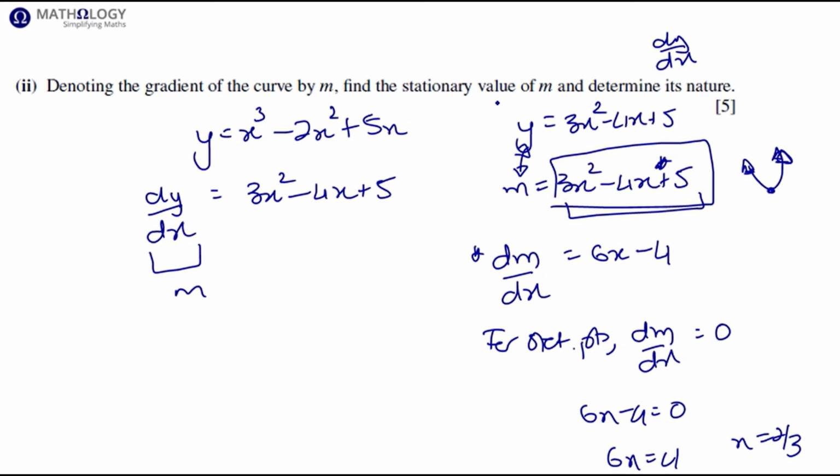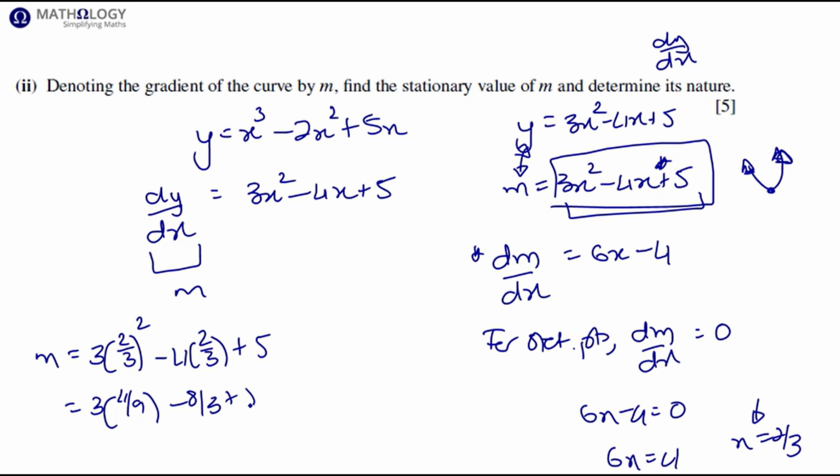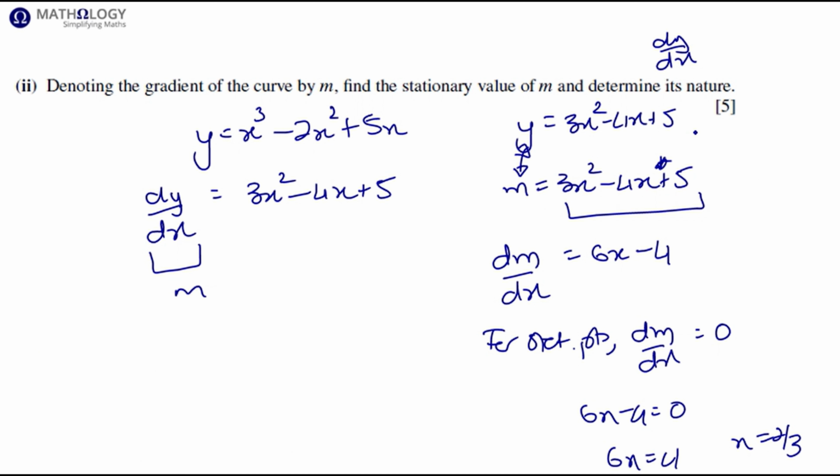Now to find the stationary value of m, we substitute x equals 2/3 into the expression for m. So m equals 3 times (2/3) squared minus 4 times 2/3 plus 5. That's going to be 3 times 4/9 minus 8/3 plus 5. That's 4/3 minus 8/3 plus 5, which is 11/3.